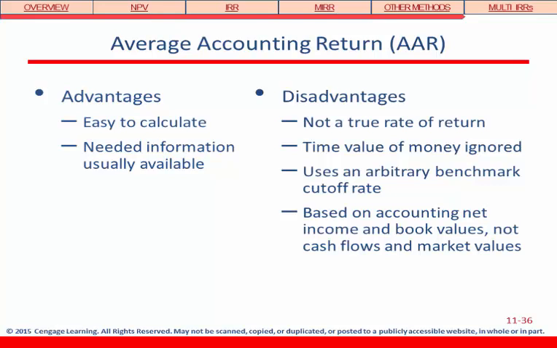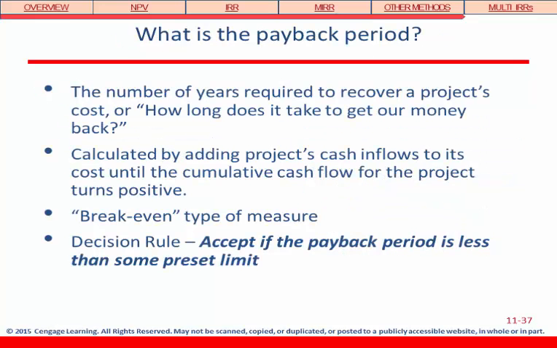But once again, you're not really using a real rate of return. You're ignoring the time value of money. You're going to have some kind of arbitrary benchmark cutoff rate. Are you going to use the WACC or are you going to end up using just something you've made up? And it's based on accounting net income and book values, not cash flows and market values, which means you're looking at past information, not necessarily current information, or you may also be looking at information that could be manipulated.